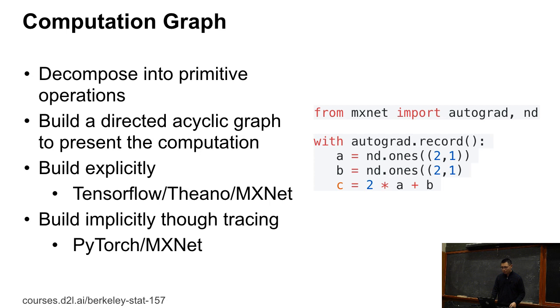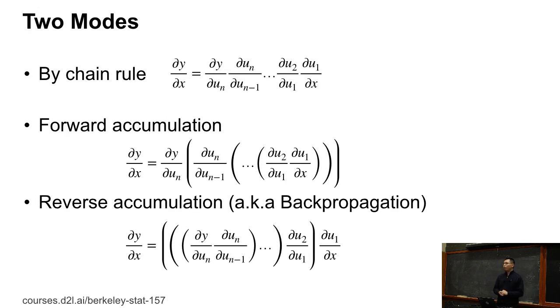OK, so once we have the computation graph, we can apply the chain rule to get the gradients. Here, we assume the chain rule can be written down by n intermediate results, U1 to UN. So then we have 2 ways to compute the results. One's called forward accumulation, one's called reverse accumulation. In the forward accumulation, we first evaluate partial U1 over partial X. Then we multiply with partial U2 over partial U1. Then we go forward until we get partial Y over partial UN. So that's kind of a natural way we calculate the expressions.